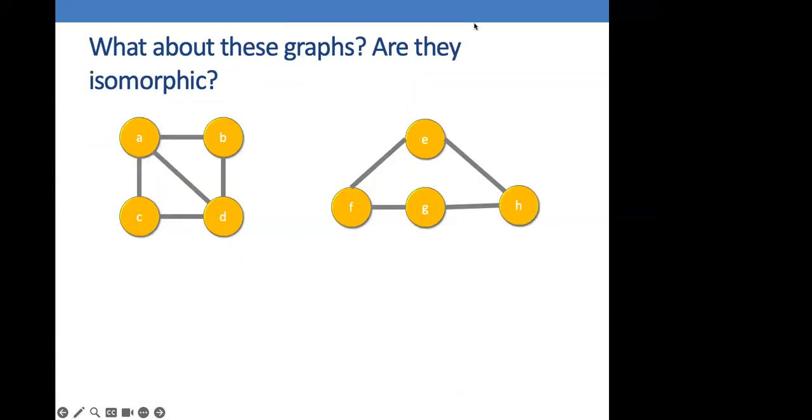So now, what about these graphs? Can we consider this as isomorphic? What is the difference from the previous example? The only difference is that there is an edge between A and D, which is not present in the previous example. So can we say that these two are isomorphic?